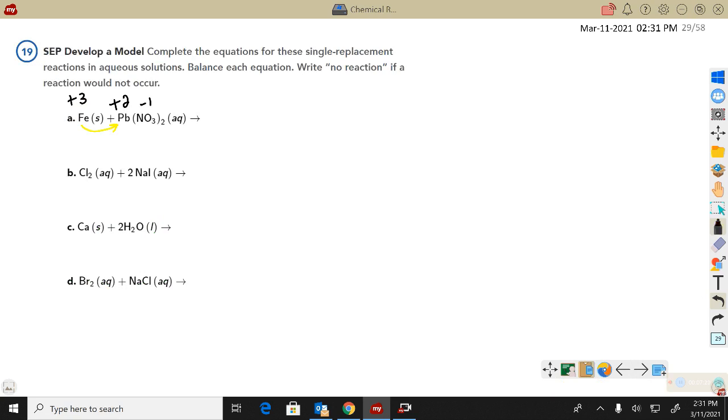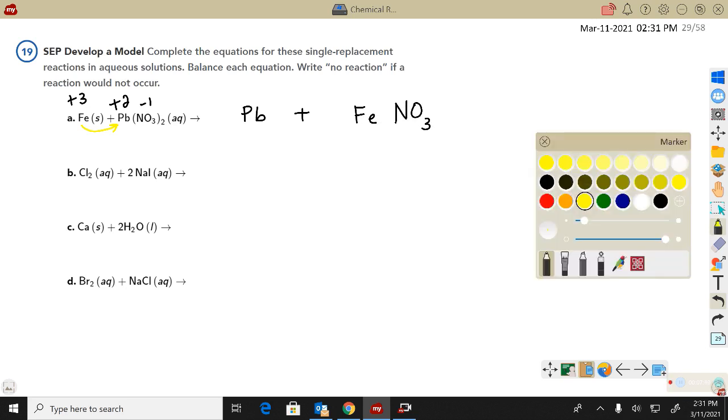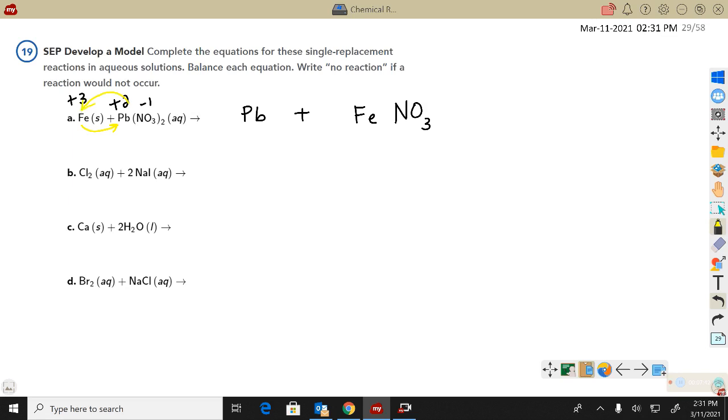All right, so now we really got to work it. We're going to switch the iron and the lead. So lead's going to come out. Lead will be the new single element. And the iron's coming in. Iron will now bond with nitrate. So all I do is make that switch. I'm going to just switch the lead and the iron. I'm going to bond lead with nitrate, bond iron with nitrate. Lead is now single. Okay, now I have to ask two questions.